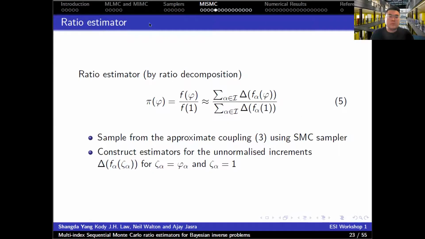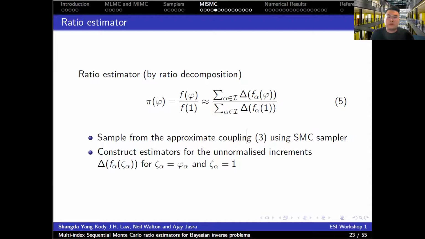So let's move to the ratio estimators, where we can get theoretical convergence results. The ratio estimator is obtained by doing the ratio decomposition like this. They decompose this pi var phi as f var phi divided by f1, where f stands for the unnormalized target. And this is approximately equal to the summation of these increments divided by the summation of increments of the normalizing constant.